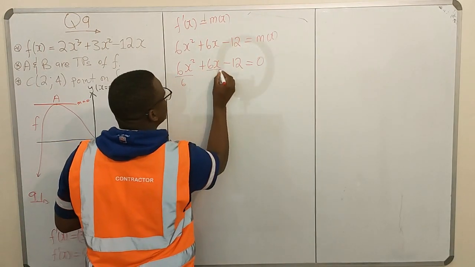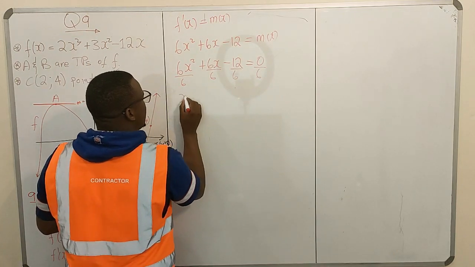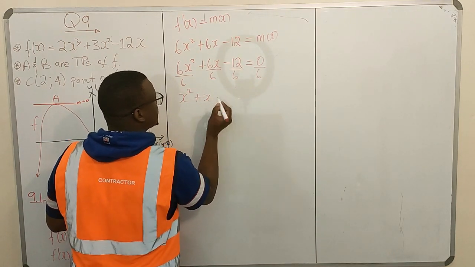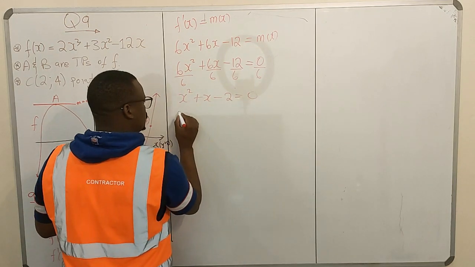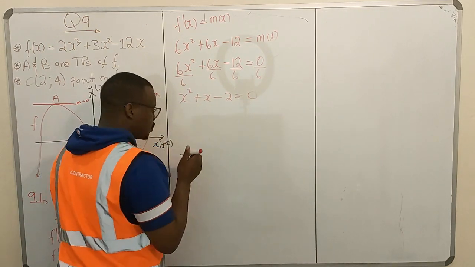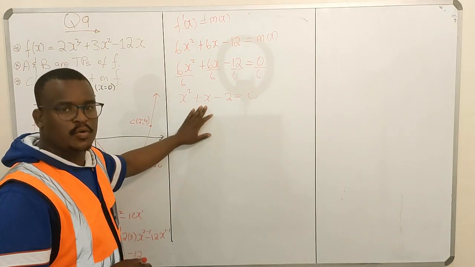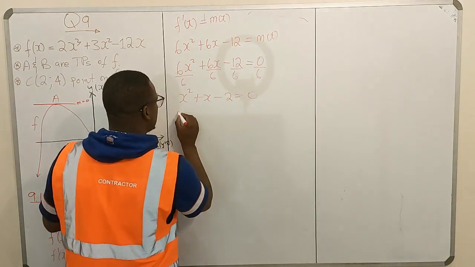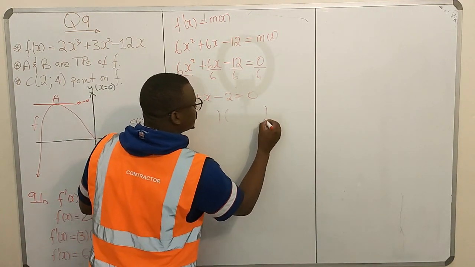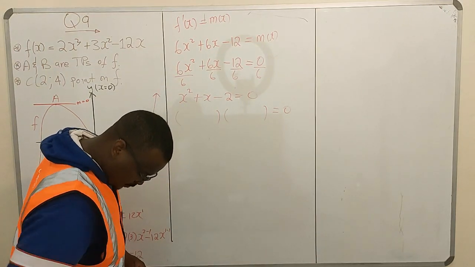Maybe divide by 6 throughout. You're left with x squared plus x minus 2 is equal to 0. From this point, you know how to solve for x. You can factorize or use the quadratic formula. So I'm going to factorize. So open my brackets, equal to 0. What do we do from here?